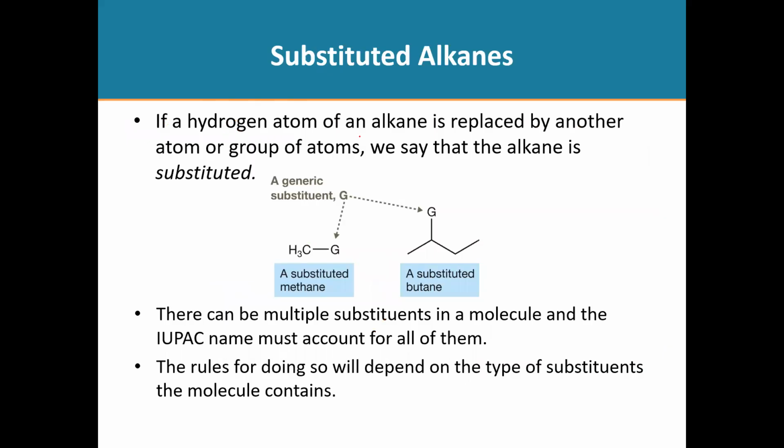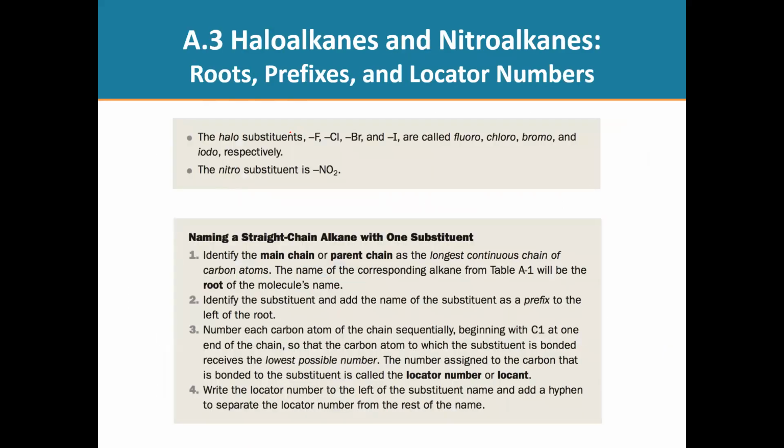If a hydrogen atom of an alkane is replaced by another atom or a group of atoms, we say that the alkane is substituted. So here, this could be OH, could be SH. It's just a substituent. You can have multiple substituents on a molecule. The halo substituents are F, fluorine, chlorine, bromine, and iodine. So fluoro, chloro, bromo, and iodo. If it has an NO2, that's a nitro group. They give you some more, and I don't want to read all this to you, but I think you should go through and read that to yourself. That really gives you an idea of how to name a straight chain alkane.